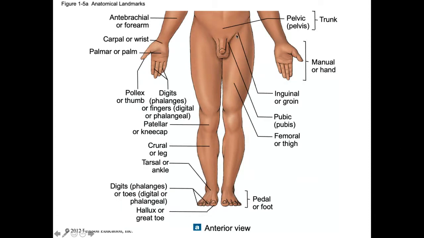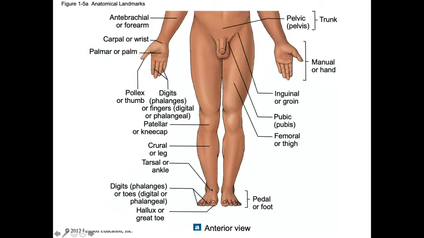The groin is called inguinal. The pubic region is called pubic. The thigh is called femoral. The bone here is called the femur, so femoral. The kneecap is called patella. That's the actual name of the kneecap, patella. The leg is called crural.